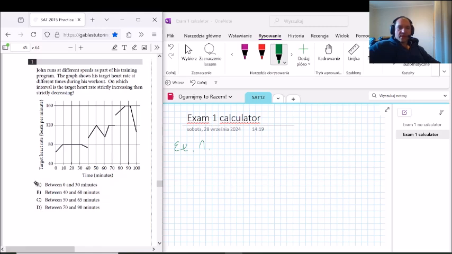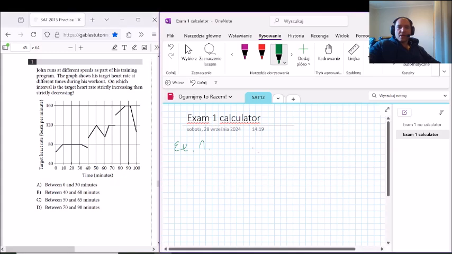Okay, so answer A, between 0 and 30 minutes. Well, we can see that in the first 10 minutes it's increasing, but then it's constant, so it's not the right answer. In B, between 40 and 60. Well, between 40 and 50 it's increasing, and then between 50 and 60 it's decreasing. So yes, that's the correct answer, although let's check also other answers.